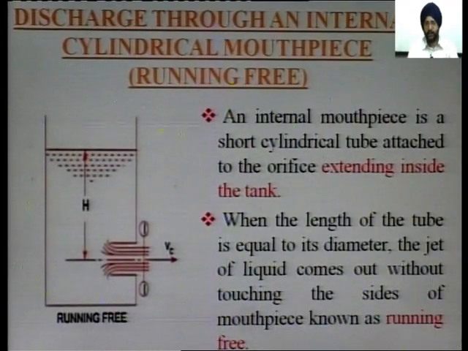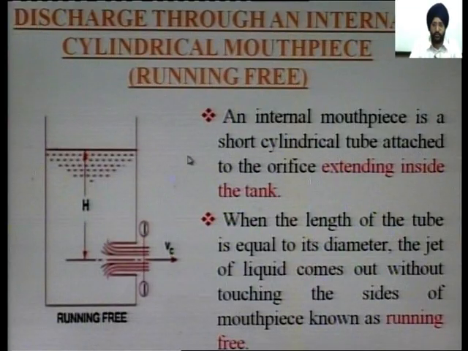Coming to the second one, I will take a different example. It will be an internal cylindrical mouthpiece with a special condition, running free. It is an internal mouthpiece. An internal mouthpiece is a short cylindrical tube attached to the orifice extending inside the tank. As you can see here, it is extending inside the tank.